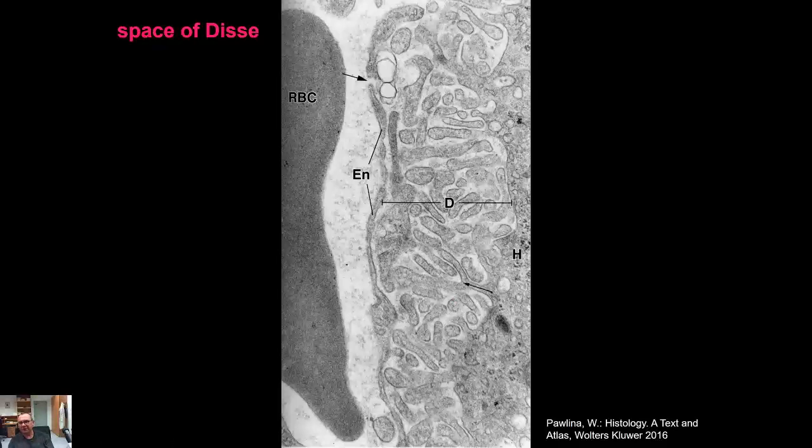High magnification is showing this. You can see a pore in this place. The space is full of processes of hepatocytes. Nevertheless, everything can penetrate through this, and these processes only increase the surface area of the hepatocytes to improve the communication, to improve the ability to absorb everything or secrete everything by the cell.